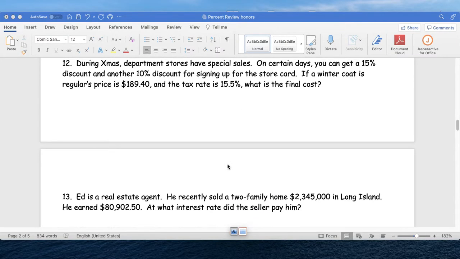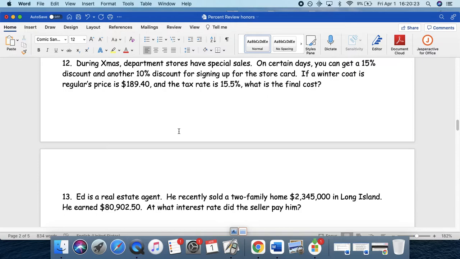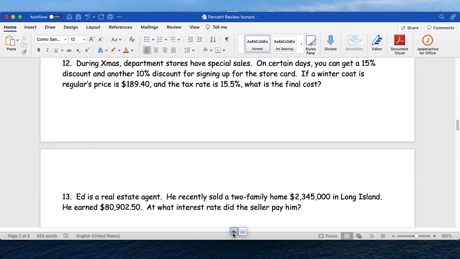During Christmas, on certain days, you get a 15% discount and another 10% discount for signing up for the store card. If a winter coat's regular price is $189.40 and the tax rate is 15.5%, what is the final cost? This is probably Canada to have a tax rate so high. So I will do the bar model.